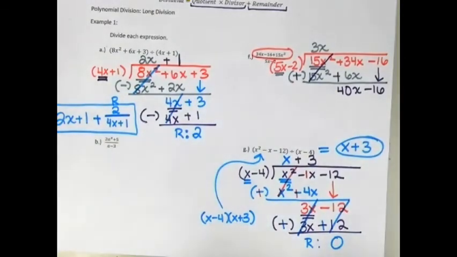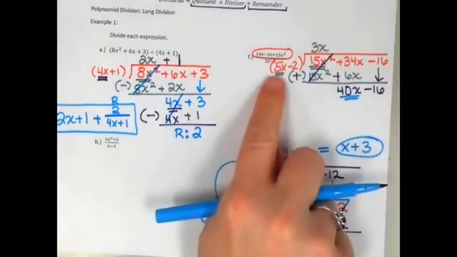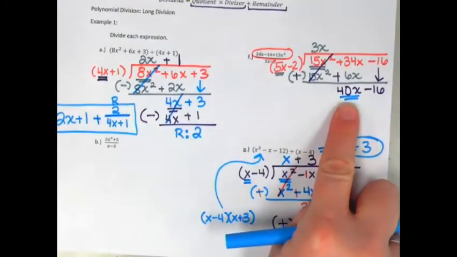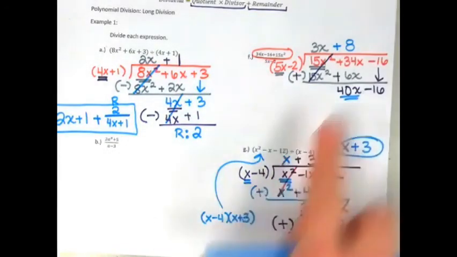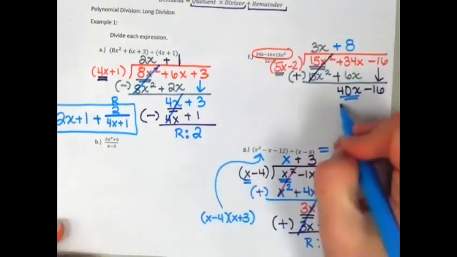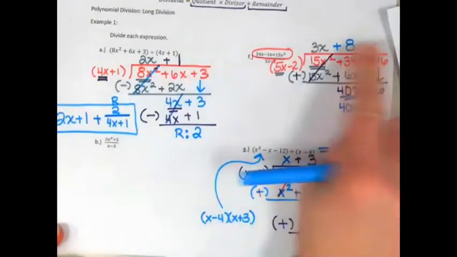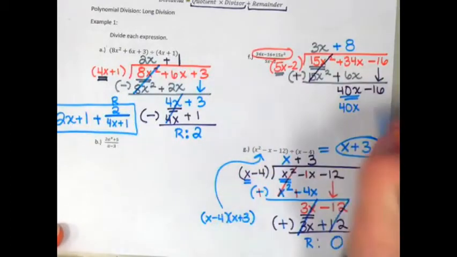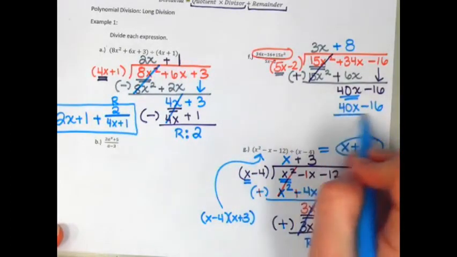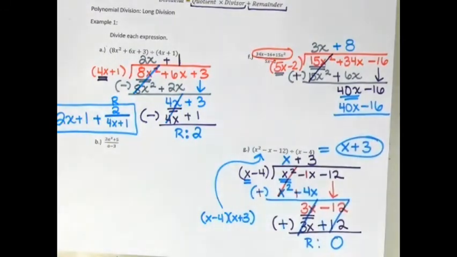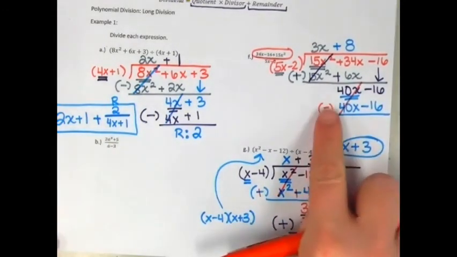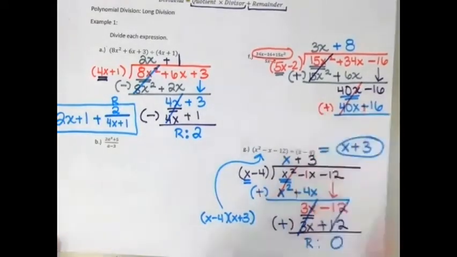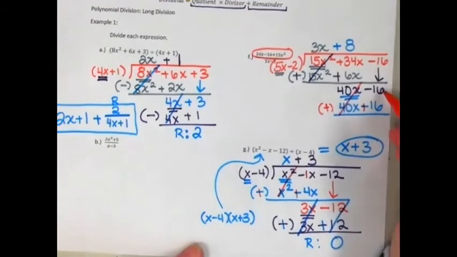Now, we're looking at 40x. 5x times what gets me to 40x? 8, positive or negative 8? Positive. And then we distribute. So positive 8 times 5x is 40x. A positive 8 times negative 2 is negative 16. And then what do we do? We subtract, right? What's 40x minus 40x? 0. A negative and a negative make a positive. So what's negative 16 plus 16?